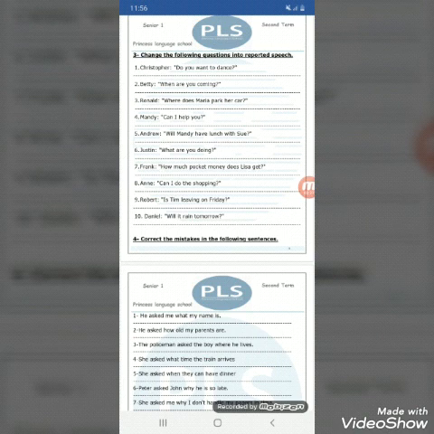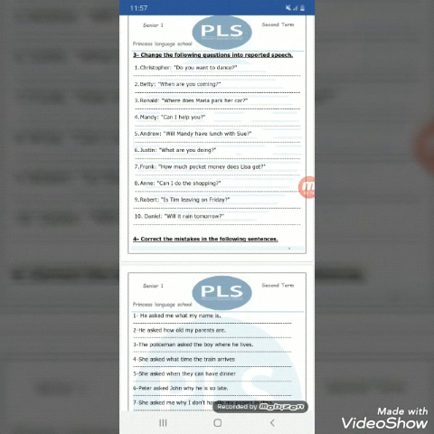Number 5. Andrew, will Mandy have lunch with Sue? This is using will. It has to be turned to would. And we're going to put the verb as it is in the infinitive, because will and would, can and could, may and might, all the modal verbs have to take a verb in the infinitive as follows. So it will be what? Andrew asked me, would Mandy have lunch with Sue? Guys, I'm answering the classwork with you, but when you take those sheets, the booklet for the reported speech, please answer them in your sheets.